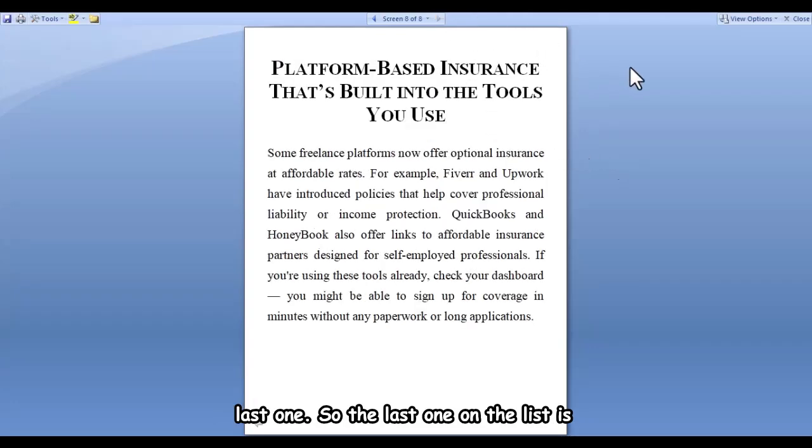The last one on the list is platform-based insurance that's built into the tools you use. Some freelance platforms now offer optional insurance at affordable prices. For example, Fiverr and Upwork have introduced policies that help cover professional liability or income protection. QuickBooks and HoneyBook also offer links to affordable insurance partners designed for self-employed professionals. So if you are using these tools already, check your dashboard. You might be able to sign up for coverage in minutes without any paperwork or long application.